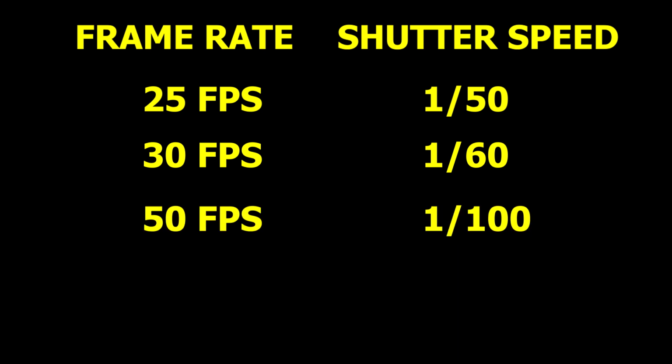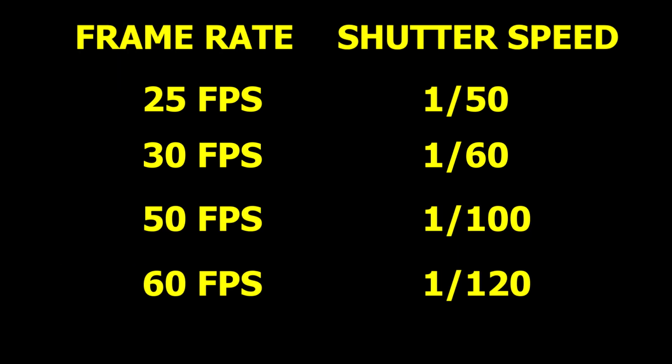If you're shooting a video at a particular frame rate, the shutter speed should be double that of the frame rate. For example, for 25 fps it's 1/50, for 30 fps it's 1/60, for 50 fps it's 1/100, and for 60 fps it's 1/120.